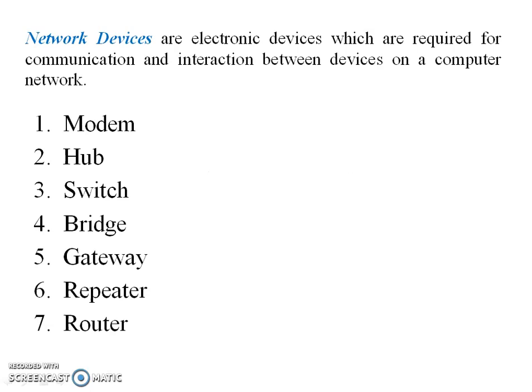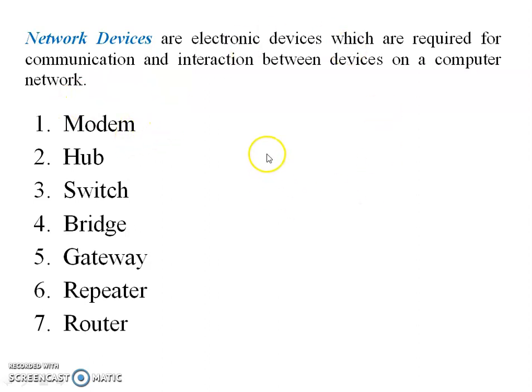We have studied what is a computer network and what are the different types of networks. Now let us see what is a network device. Network devices are electronic devices which are required for communication and interaction between devices on a computer network.